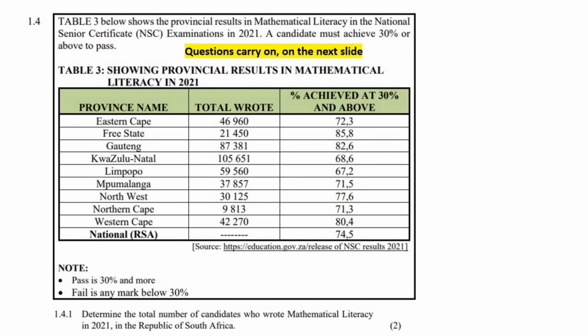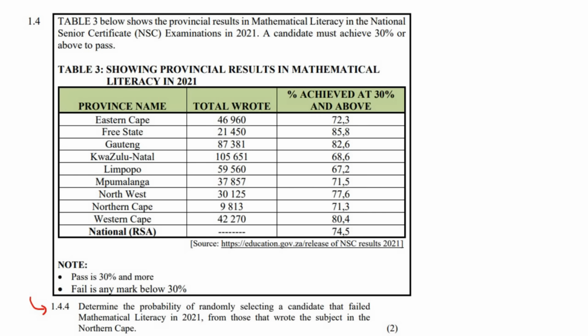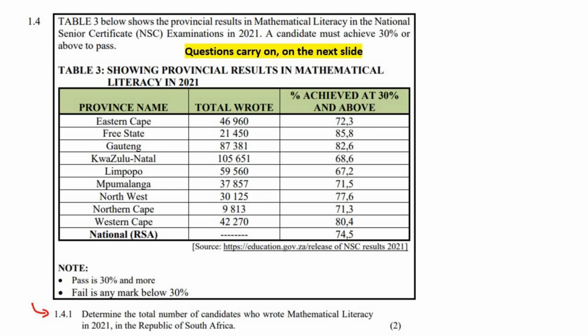With this question that we're going to do, here's the first question down here at the bottom. Then there's a second question, a third question, as well as a fourth question. Okay, so let's get started. It says that Table 3 shows the provincial results in mathematical literacy in the National Senior Certificate in 2021. A candidate must achieve 30% to pass. So let's see what they've got here.